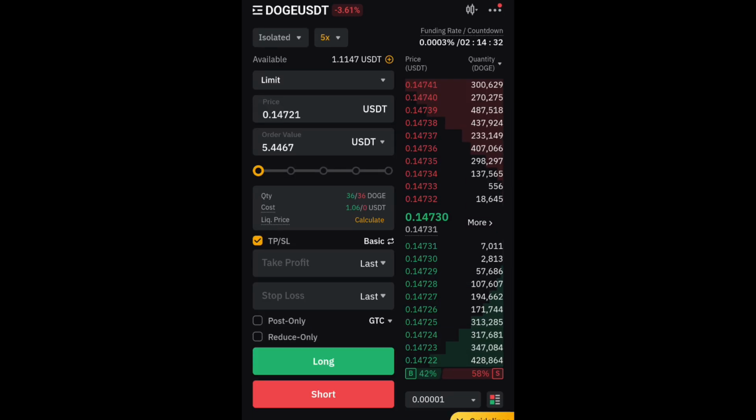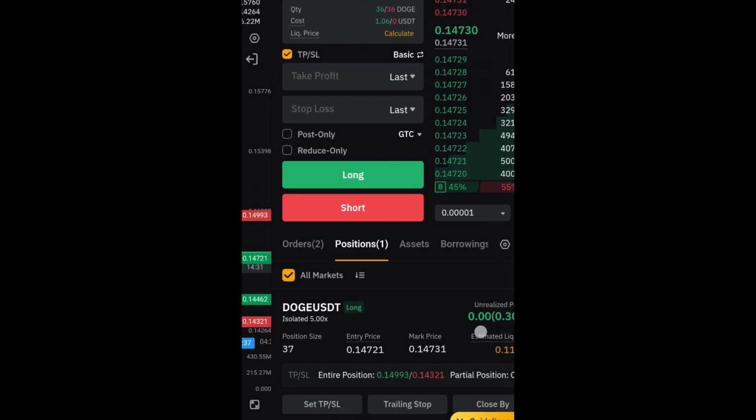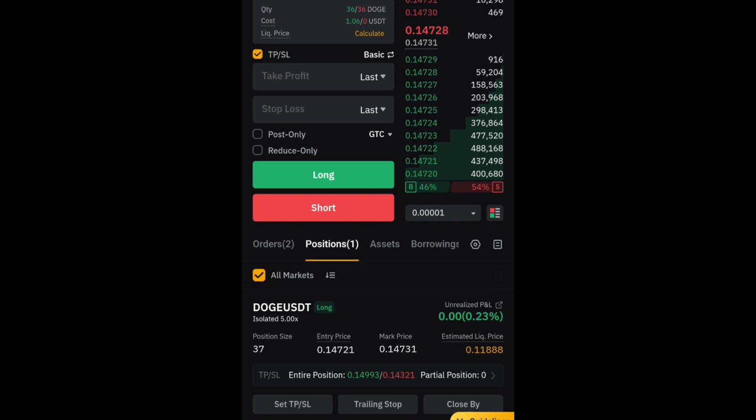So hope you understand this. Right now you can see we are at 0.3%.